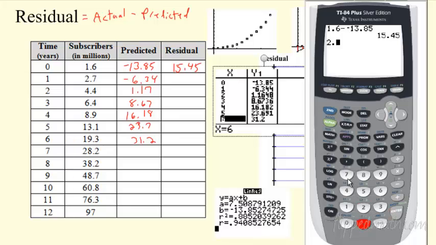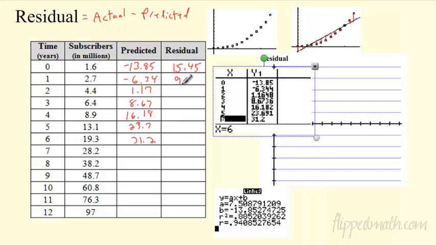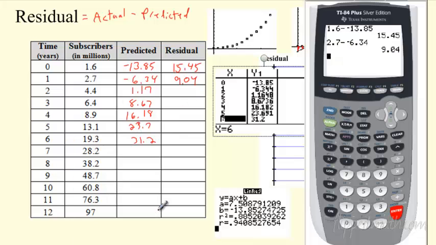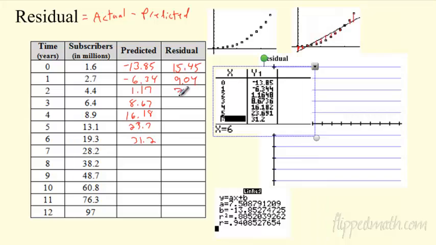So let's keep on going here. The next one is 2.7 as my actual value. I'm going to subtract my predicted value, which was negative 6.34. Oops, I forgot the decimal. Kind of important there. So negative 6.34. The distance between these is 9.04. So all that's doing is saying, hey, this distance here is 15.45. This distance here is 9.04. And then we can keep on going. I'm going to do one more with you here. The next one is 4.4 minus the predicted value of 1.17, and I'm going to get 3.23.